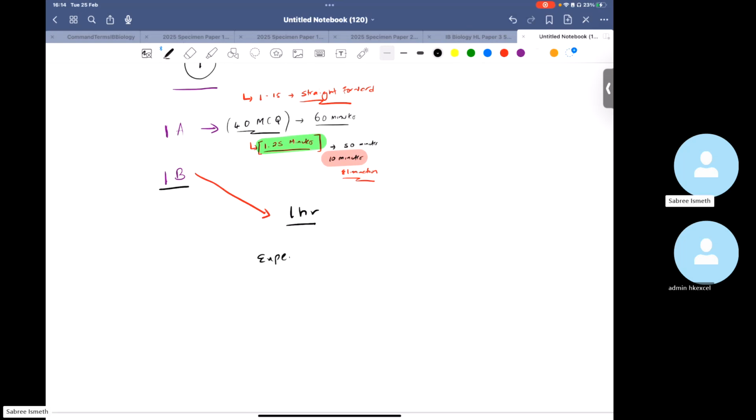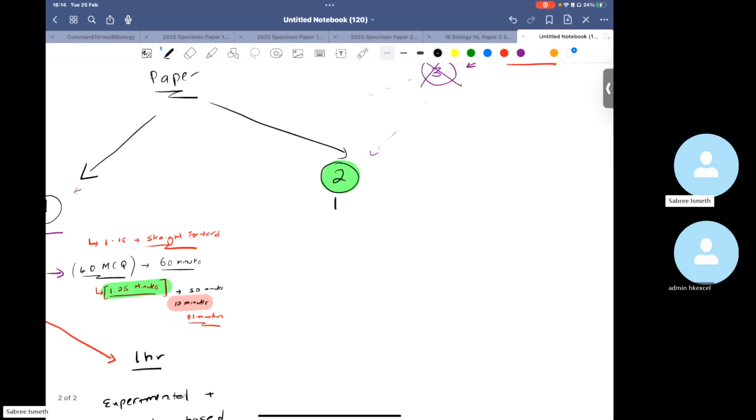It is going to be testing experimental plus data-based questions. Now, even in the earlier syllabus, data-based questions were there. They were tested predominantly in section A of paper 2.